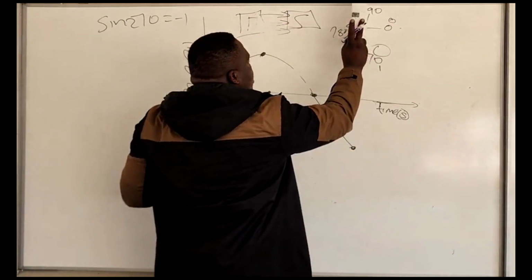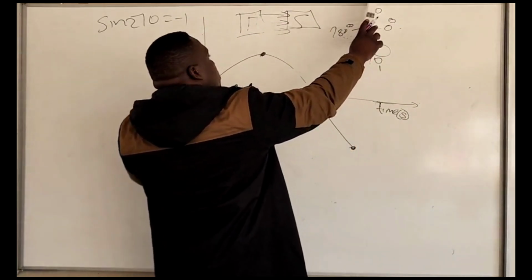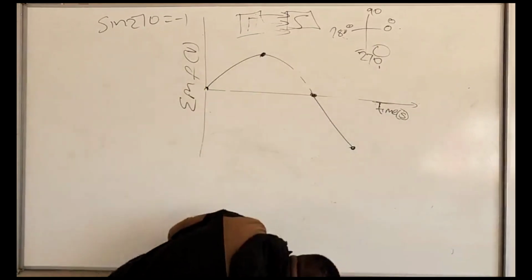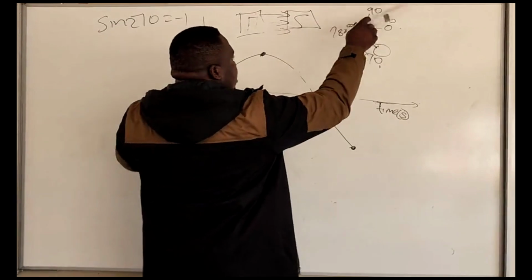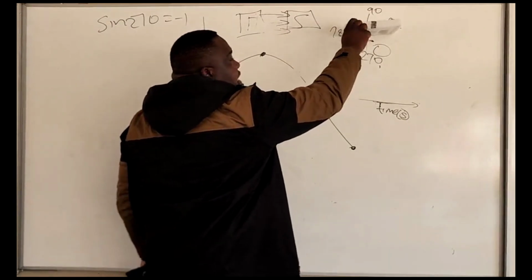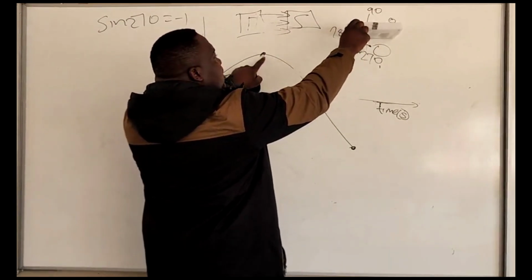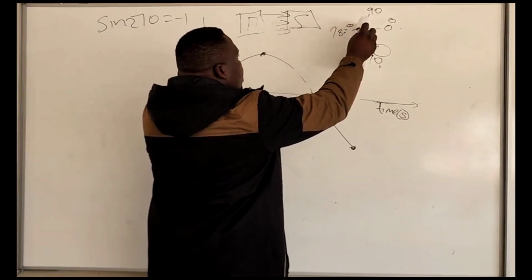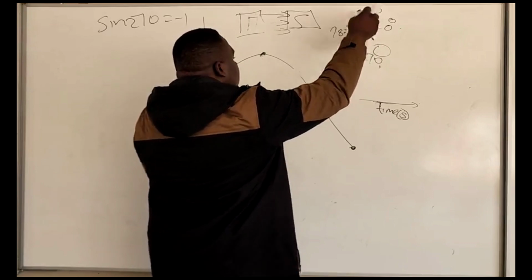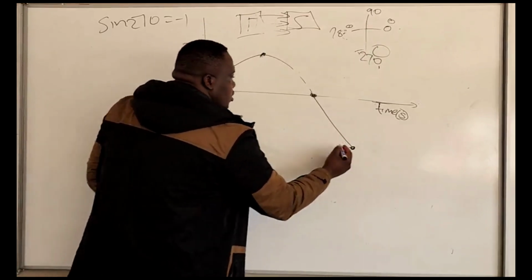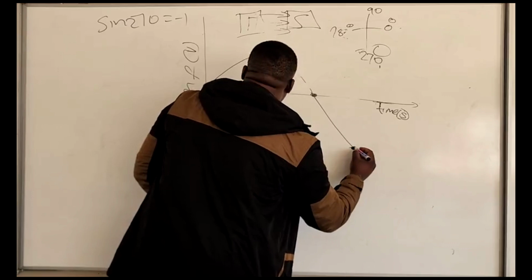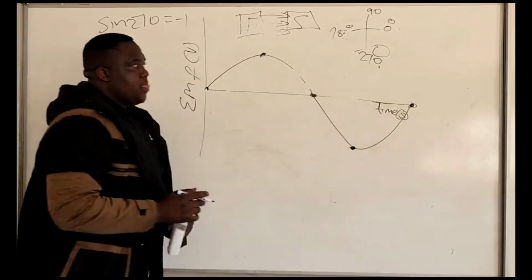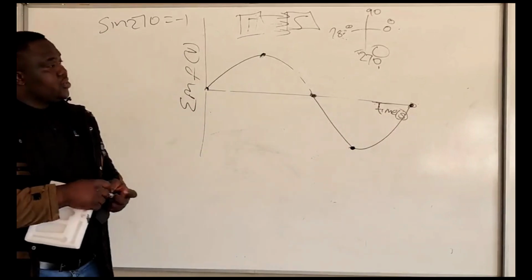It started from here. When it is 0, sine 0 is 0. It turned to 90. Sine 90 is the maximum position, which is 1. Then 180, you can see, right? Then it turned again. Then it means this time around we return to what? To 0 again. We have returned to 0.